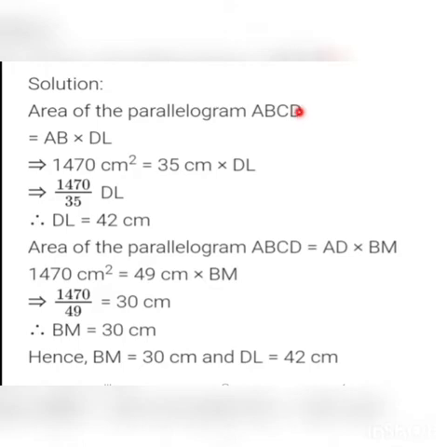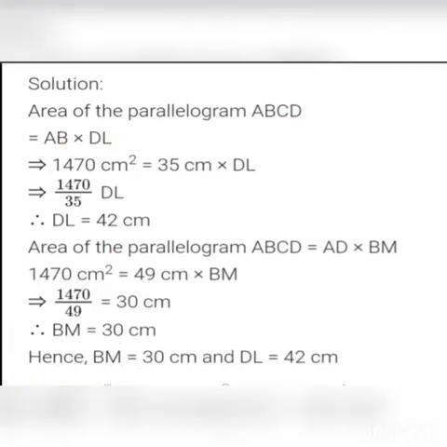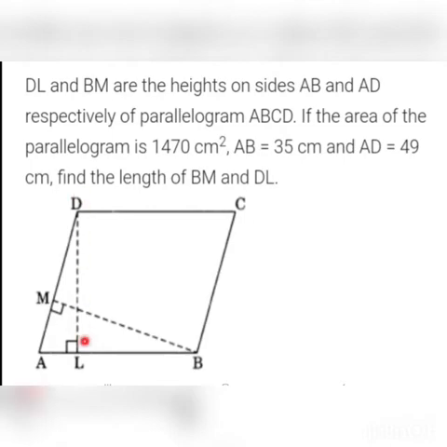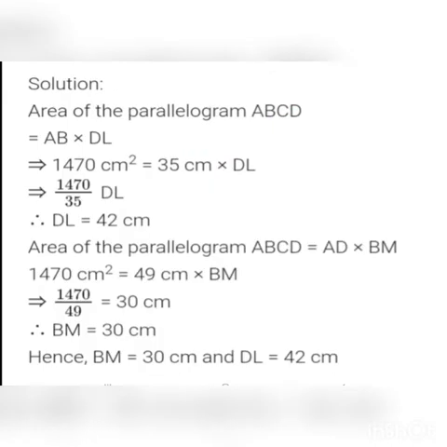Area of the parallelogram ABCD is what? AB into DL. So first considering AB into DL. Considering the base side AB and this altitude, the area of the parallelogram is AB into DL. That value is given as 1470 and the value of AB is 35 centimeter. We have to find the value of DL. So solving for DL, taking 35 to the other side, 1470 divided by 35. Once you solve, you will get DL is equal to 42 centimeter. So first you found DL is equal to 42 centimeter.